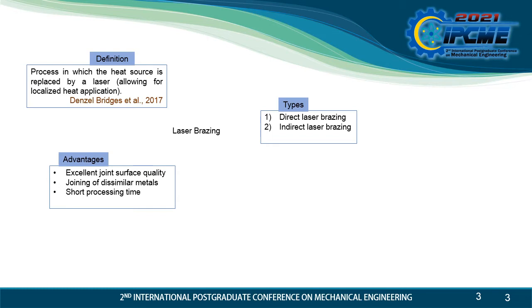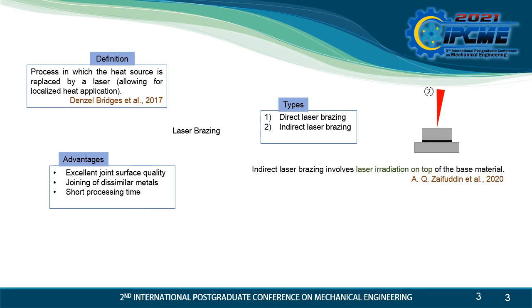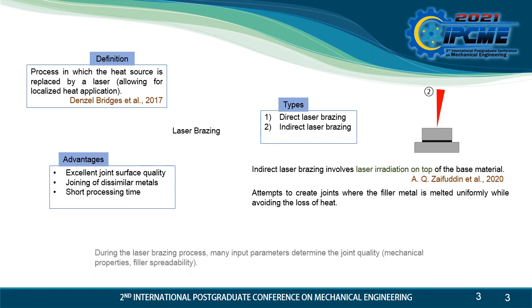Laser brazing can be divided into two types of technique, which are direct laser brazing, and the second one is indirect laser brazing. Indirect laser brazing involves laser irradiation on top of the base material, and it attempts to create joints where the filler metal is met uniformly while avoiding heat loss.